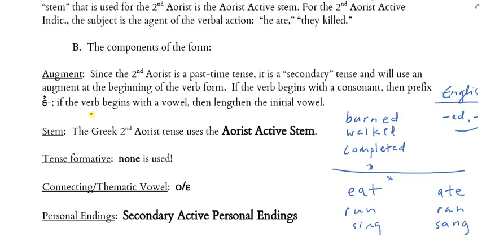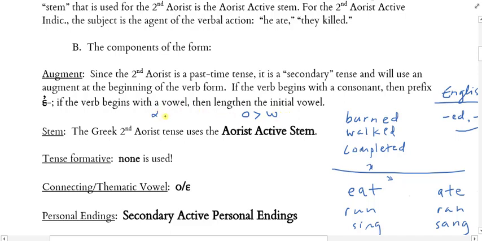All right, how do we augment? Well, the same way we augmented in the imperfect. If my verb form starts with a consonant, I use an epsilon augment. If it starts with a vowel, then I take the vowel and I lengthen the initial vowel. But let's just review how to do that. If my vowel were an omicron, what would it change to lengthen? It'd be omega. Good.